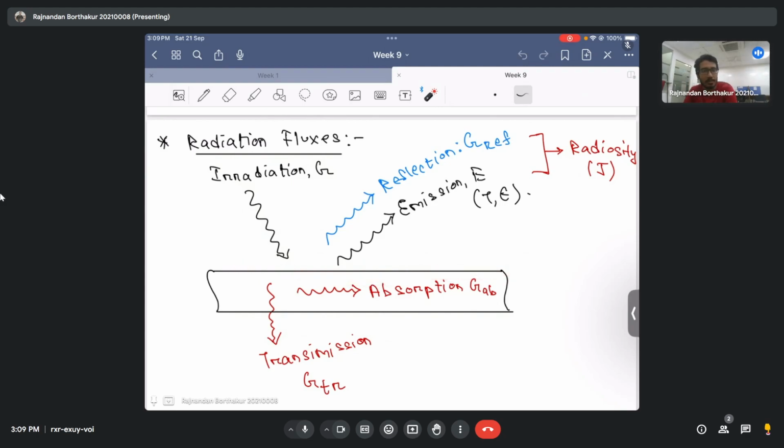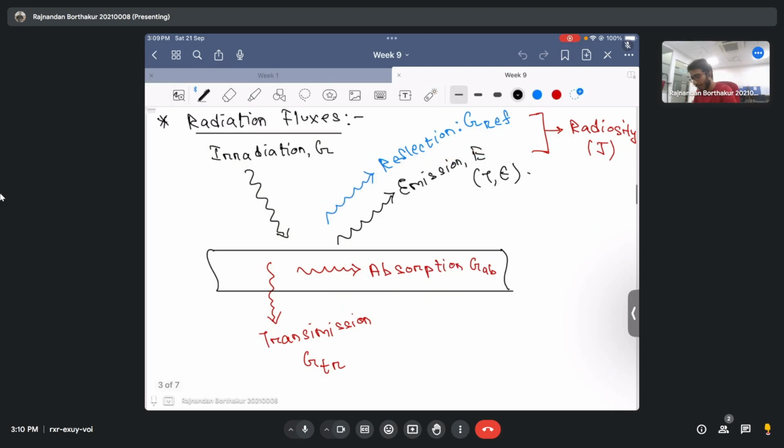For instance, if this black line is basically my surface, then the rate of radiation that is incident on this surface per unit area is known as irradiation. Now, based on this irradiation, there could be multiple possibilities that could happen. Some of this irradiation can get transmitted from this surface. This is known as transmission. Some of these could be absorbed into the surface. This is known as absorption. And some of these could be reflected from the surface, and this is known as reflection.